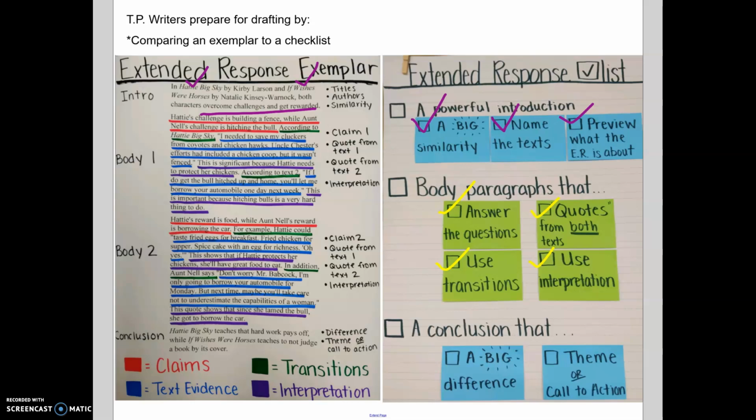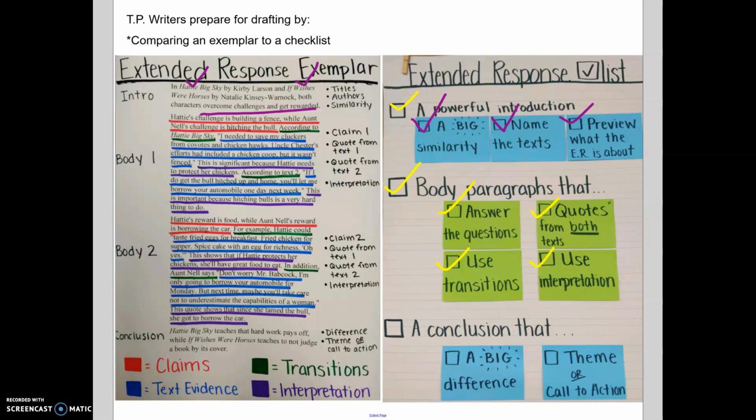In addition, Aunt Nell says, "Don't worry, Mr. Babcock. I'm only going to borrow your automobile for Monday. But next time, maybe you'll take care not to underestimate the capabilities of a woman." This quote shows that since she tamed the bull, she got to borrow the car. So again, we used all 4 elements from our checklist in our body paragraph. We answered the question, that's in red. Our quotes are underlined in blue, our transitions are in green, and our interpretation is in purple. So we did a great job on our body paragraphs.